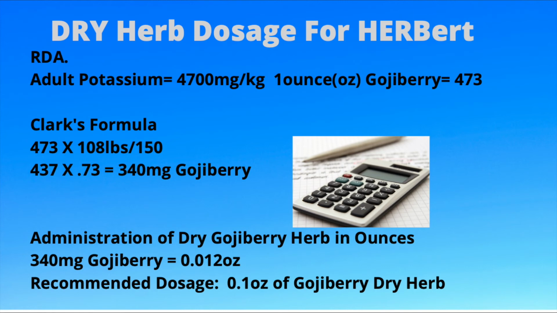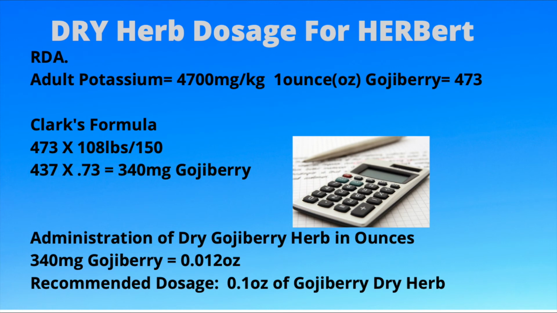So the adult dosage for the Gojiberry, as we stated at the top, is 473 milligrams. But in basic general algebra, we know we have to do parentheses first. So let's do the right side of the equation first. We're going to take the pounds, which we know he weighs 108 pounds, and divide it by 150, which gives us 0.73. Then we take that adult dosage of Gojiberry and multiply it times 0.73, which gives us 340 milligrams of Gojiberry. This would be the amount of dosage, equivalent to potassium, that we should be giving him according to his particular weight and using the Clark's formula.